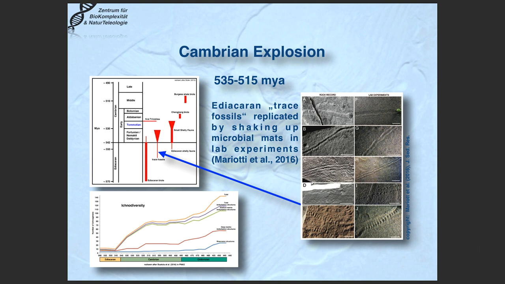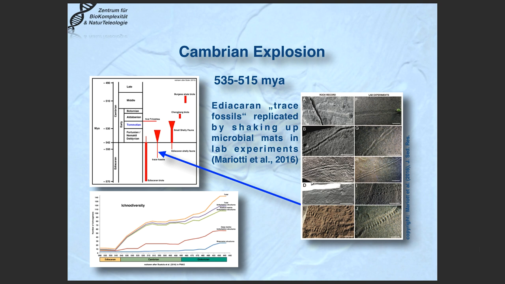The problem is all these traces turned out to be artifacts. There was a study in 2016 by Mariotti et al. And what they did is they said, well, in the Ediacaran and the Precambrian, there was one very striking thing of the biotopes: there were bacterial mats. All the seafloor was sealed by bacterial mats. And they thought, let's grow these bacterial mats in our aquarium tank and stir them up and see what happens.